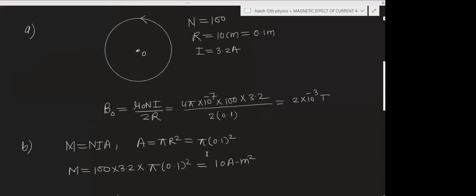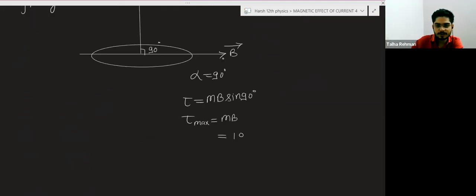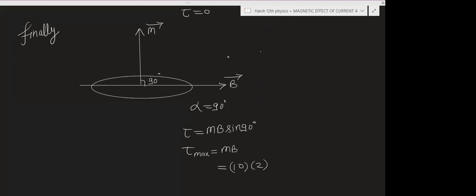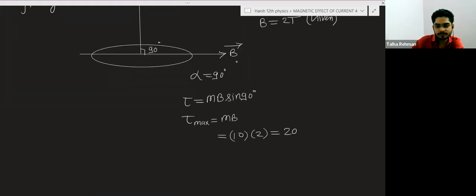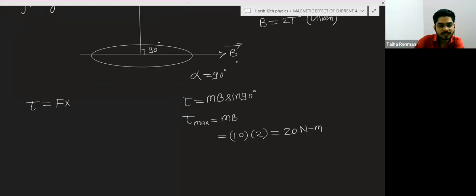The value of m is 10 here. So put the value of m as 10, and the magnetic field is 2 Tesla, given in the question. So this will become 20. The unit of torque is Newton meter, because torque is equal to force into perpendicular distance from the axis of rotation. The unit of force is Newton and the unit of distance is meter, so we have Newton meter.